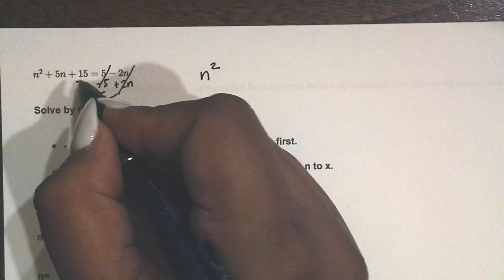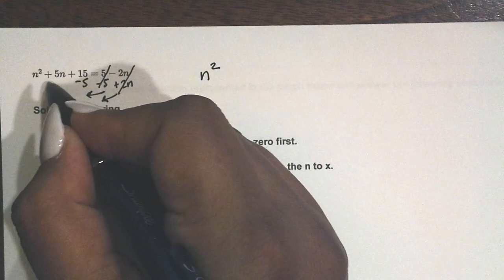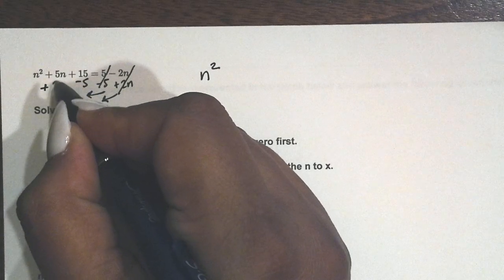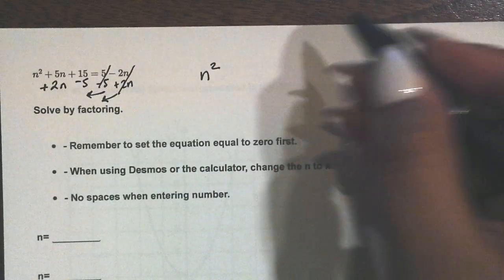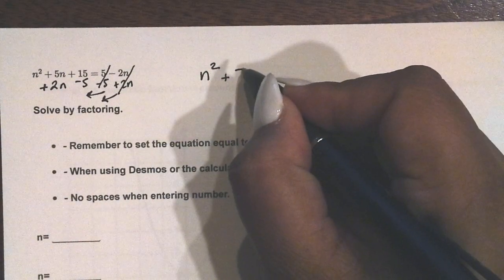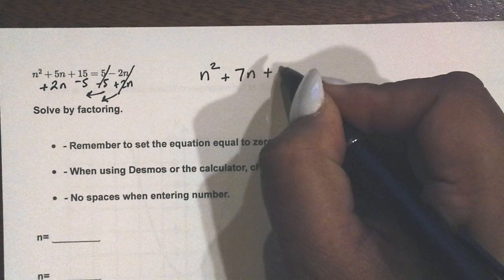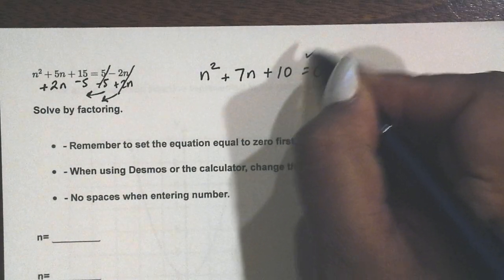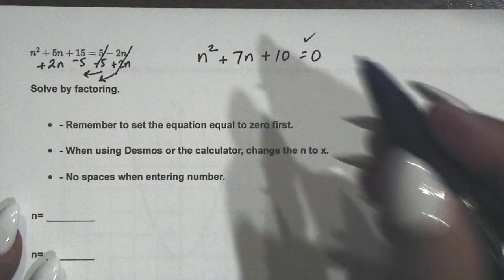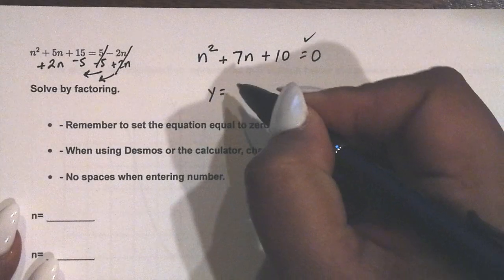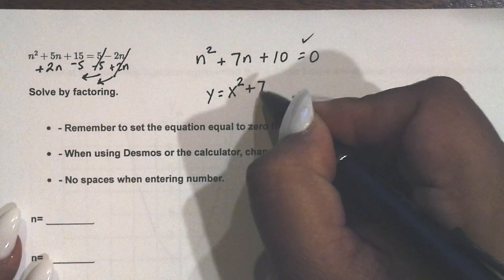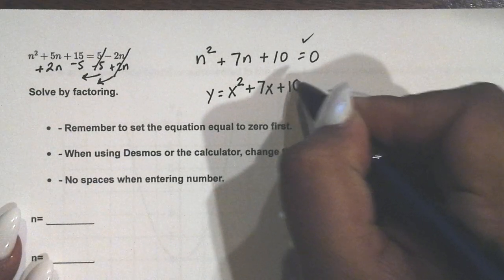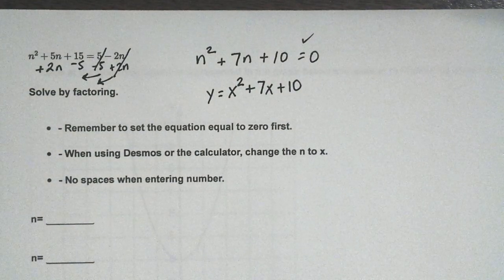Now because I subtracted 5 from 15 and I added 2n because I have a minus 2n, so I have to add 2n to this 5n, I get n squared plus 7n plus 10, and that equals 0. Now I have an equals 0. Now I can put this into Desmos. Now what I'm going to do is change that n to an x.